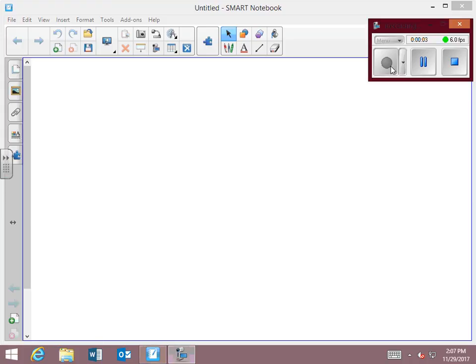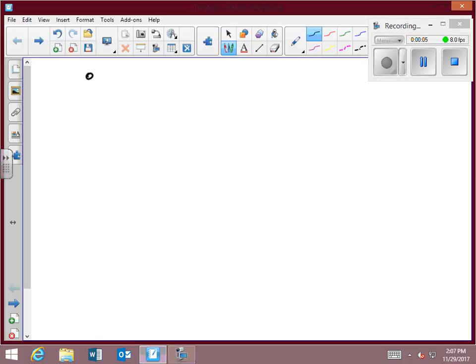So section 8.7. This is variation, and K is going to be the constant of variation.